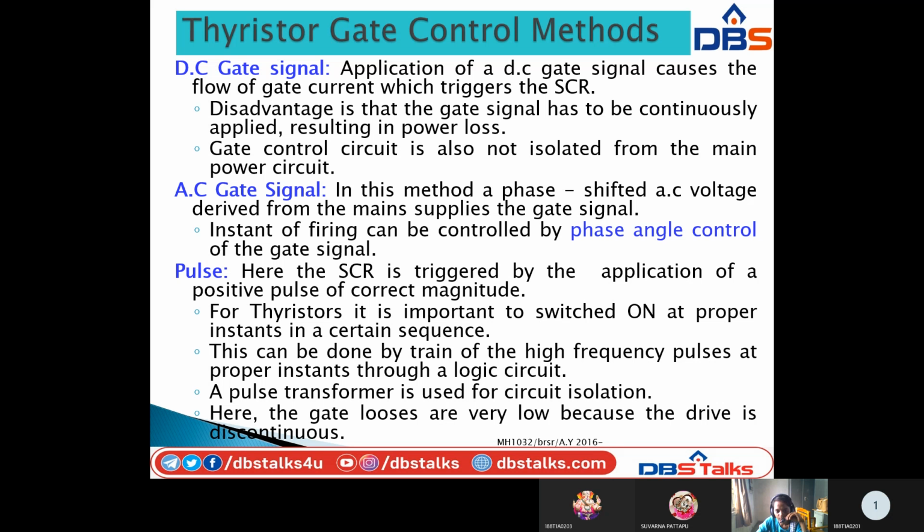Next, pulse. Here the SCR is triggered by the application of a positive pulse of sufficient current magnitude. For a thyristor, it is important to switch it on at the proper instant in a certain sequence. This can be done by a train of high frequency pulses applied at the proper instant through a logic circuit. A pulse transformer is used for circuit isolation. Here the gate losses are very low because the drive is discontinuous.